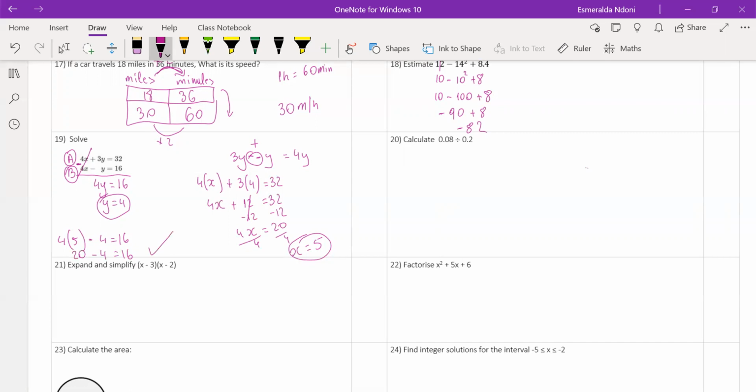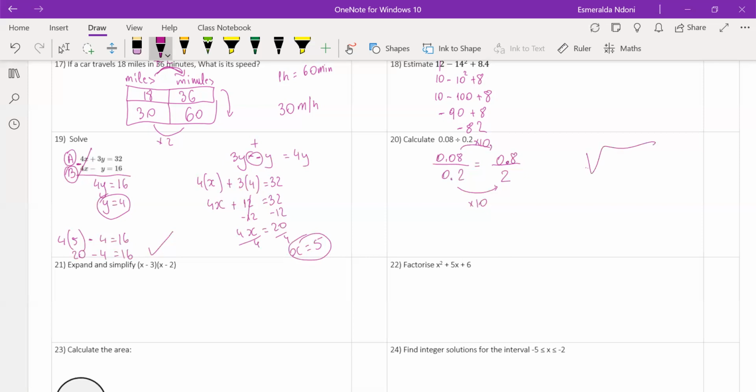Number 20, calculate. We cannot divide by decimals, so we're going to write our question as a fraction. Our aim is to get the denominator to be an integer. I multiply both by 10. That way I can have an integer. 0.08 times 10 is 0.8.